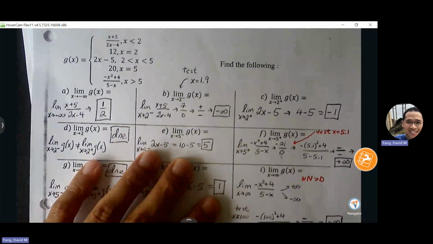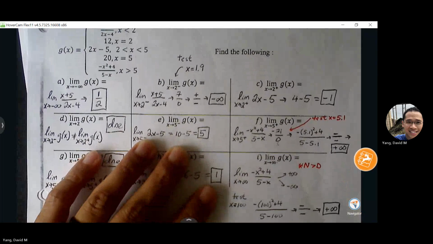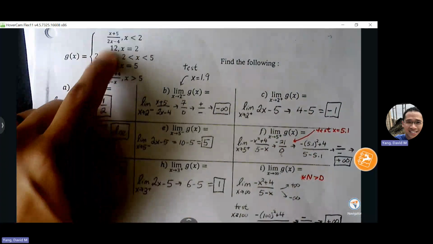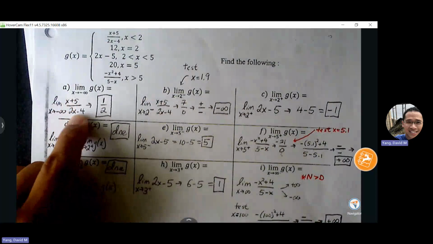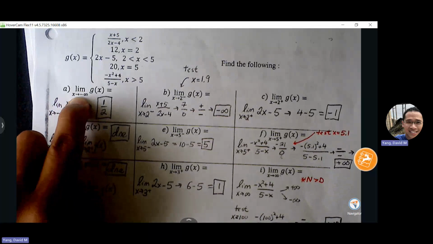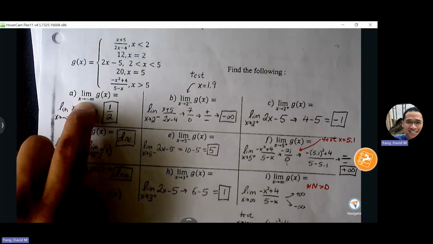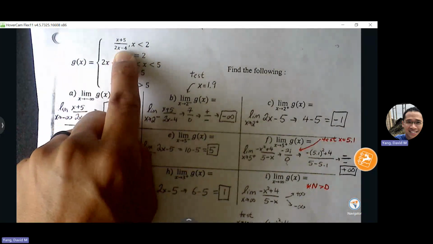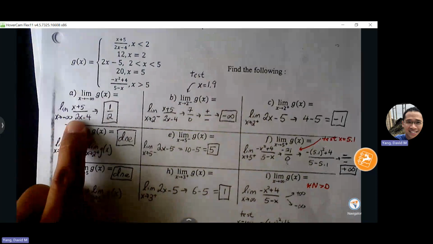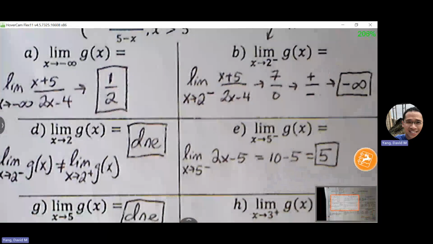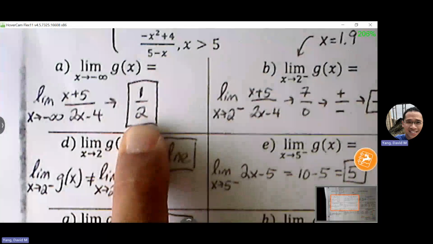Okay, for 22, we have to make sure that we're looking at the appropriate piecewise function before we commit to evaluating the limit. So limit as x approaches infinity, we realize that we're talking about the graph that is extending to the left. That's x is less than 2. So we know we're working with that x plus 5 over 2x minus 4. And if we're approaching infinity, we know that we're comparing degrees. If we're comparing degrees, degrees are the same, so therefore, just the ratio of the coefficients.